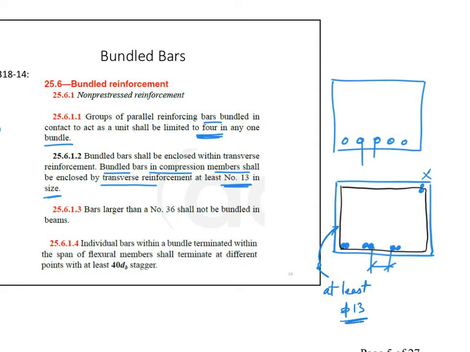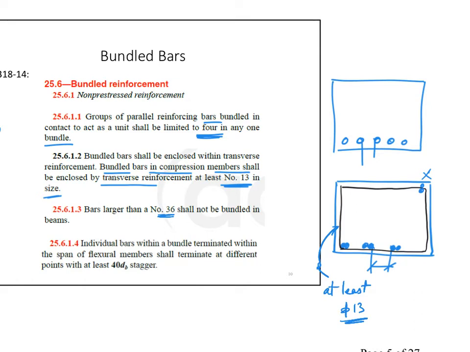Bars greater than number 36 shall not be bundled in beams, because then they become really big bars, and bundling them becomes as if you're not really bundling them. Every bar will just act on its own.